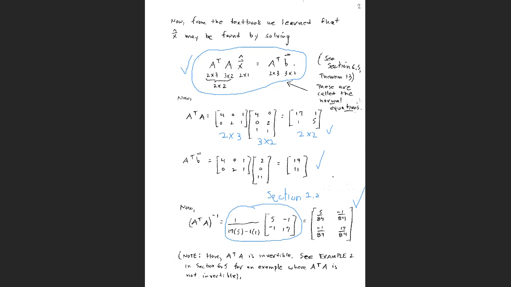So what do we got? We got 1 over AD minus BC times a matrix that has D, negative B, negative C, and A. How many recall that formula? It's been a while, but okay. Good, Benjamin.